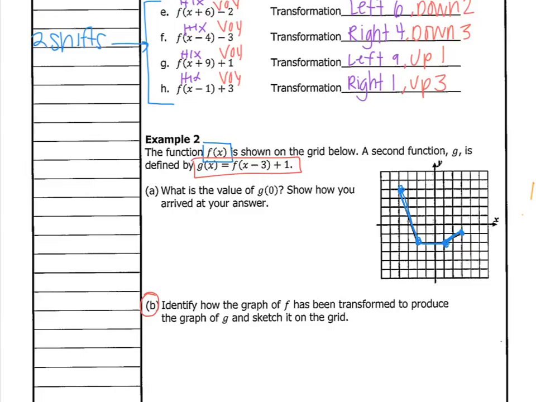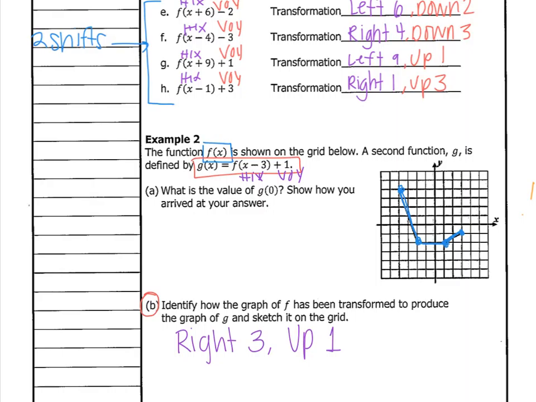So inside again means Hicks. Inside I is in Hicks. So then we affect the x's, meaning that we move left and right. It's a minus on the inside, which means we move in the opposite direction. So hopefully your brain's telling you that we're moving right 3. Then on the outside, we see this plus 1. So that means that we're using Voy, O, outside, Voy. So then outside means up and down, and we follow the sign. Positive plus means up 1. So that's exactly what we're going to do.